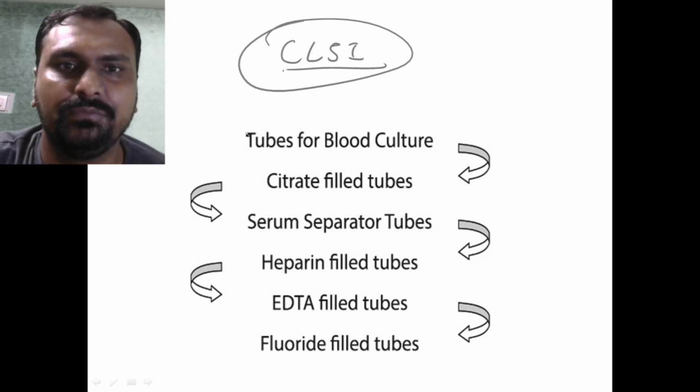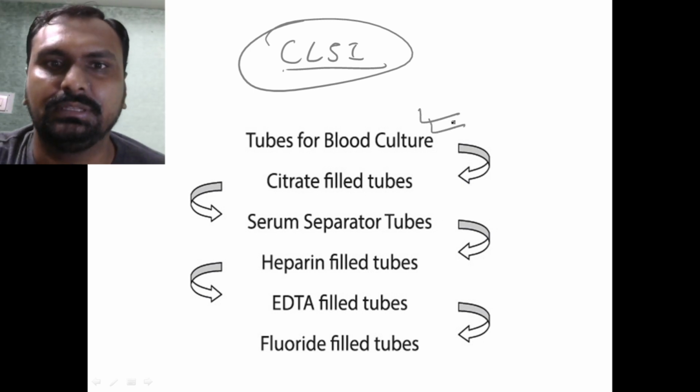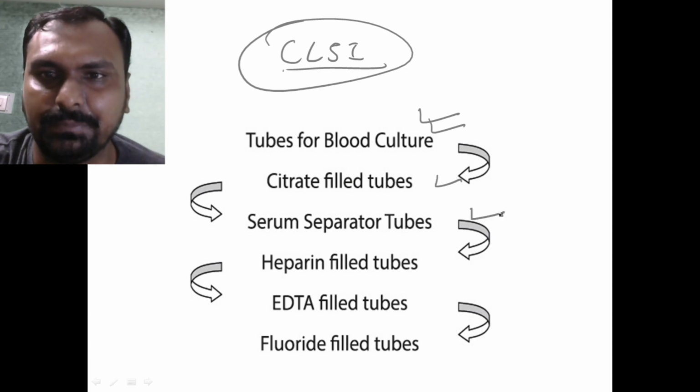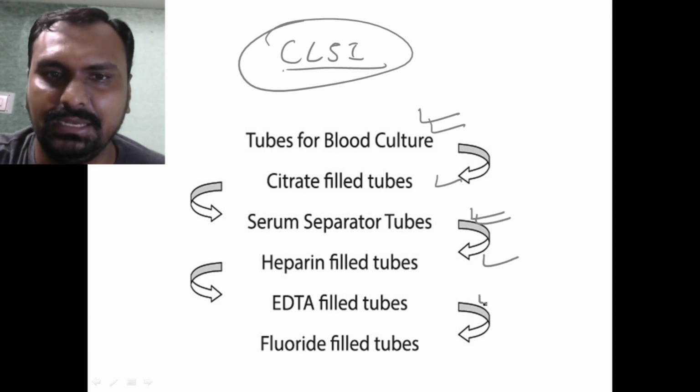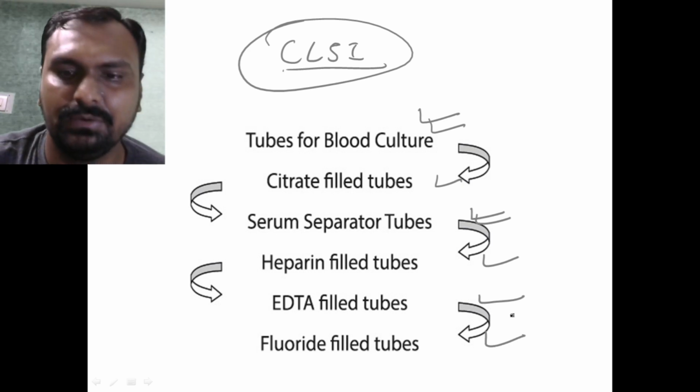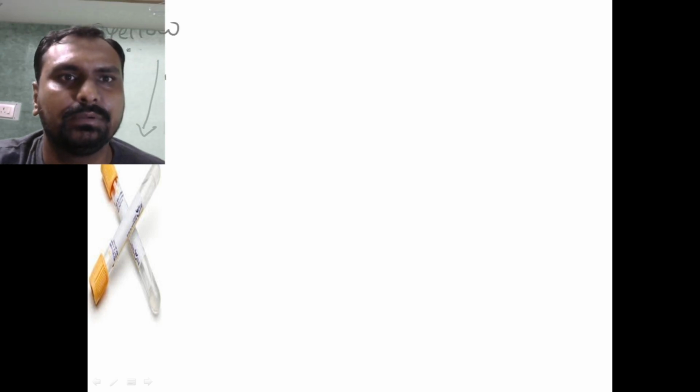First we have to take the tube for the blood culture, then the citrate, then the serum separator tube, then heparin, then EDTA, and then fluoride. As we know, first we have to take the blood in the yellow stopper or yellow cap. This is for the blood culture. We want to prevent microbial contamination, so we are using this yellow cap.